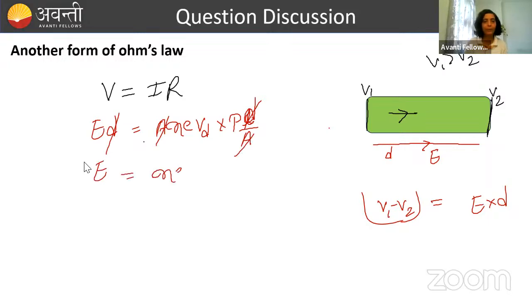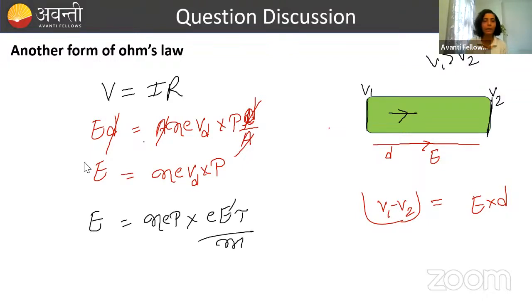E equal to nE Vd into rho. Again, let's break Vd. Drift velocity we can break here now. E equal to what you will be writing, nE rho into Vd can be written as E tau by m. So E will get cancelled, and what you are going to get here?